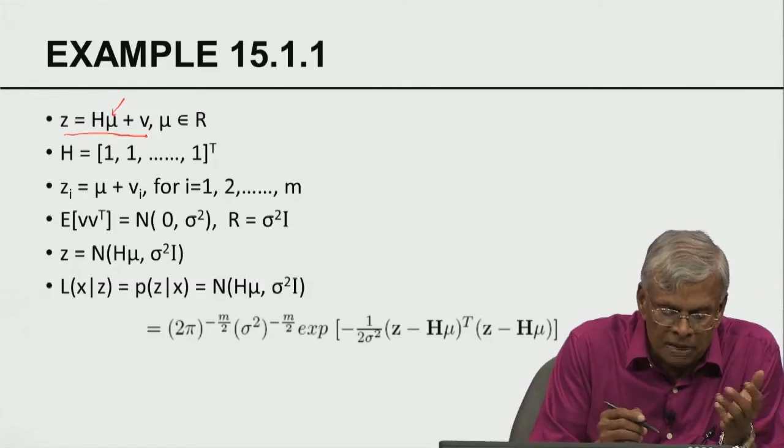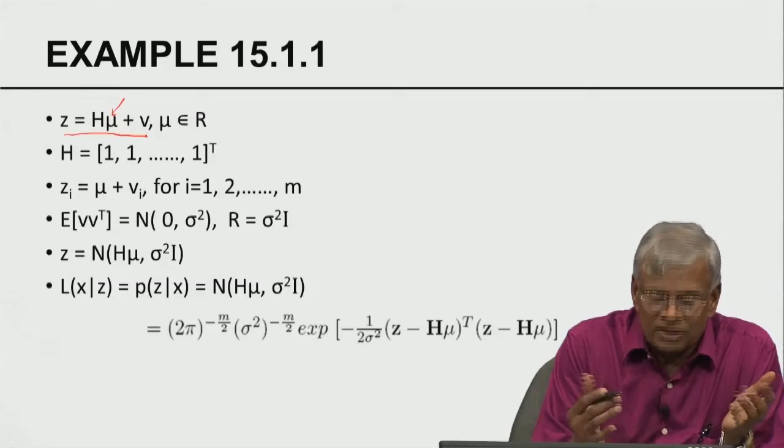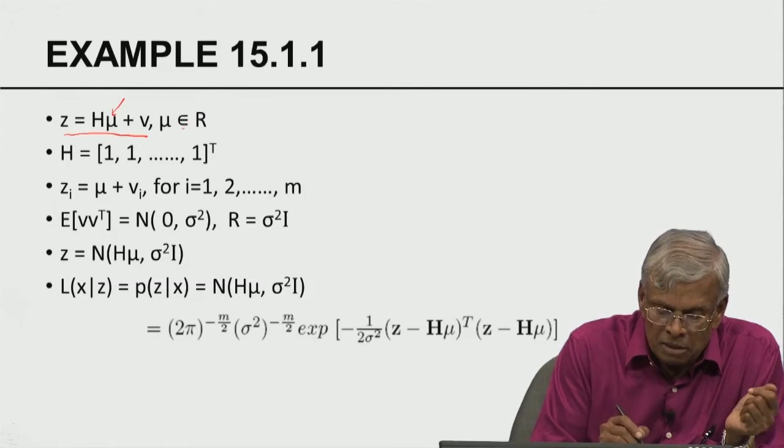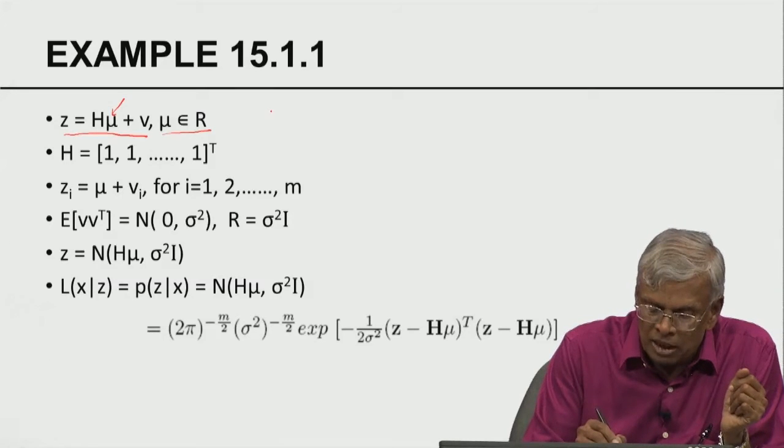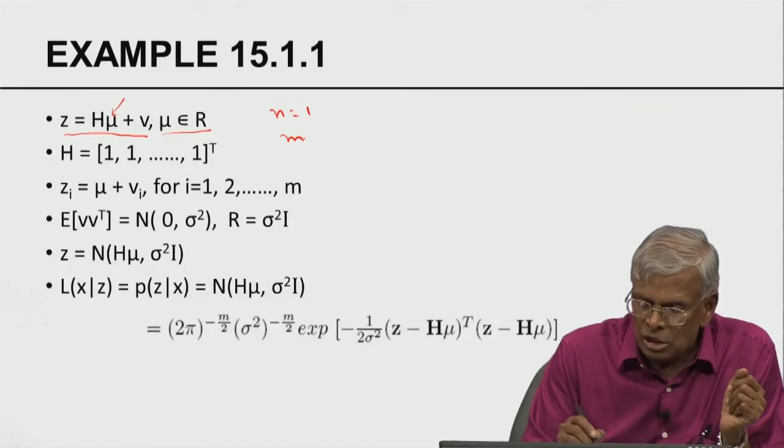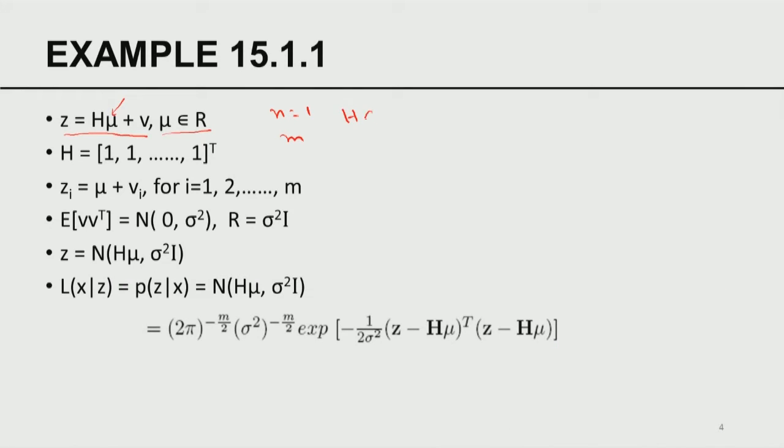In this case, I am assuming mu is not even a vector. Mu could be just a real number. So I am assuming n is equal to 1. I have m observations, so h is m by 1. It is simply a vector. I am assuming h to be all 1s.